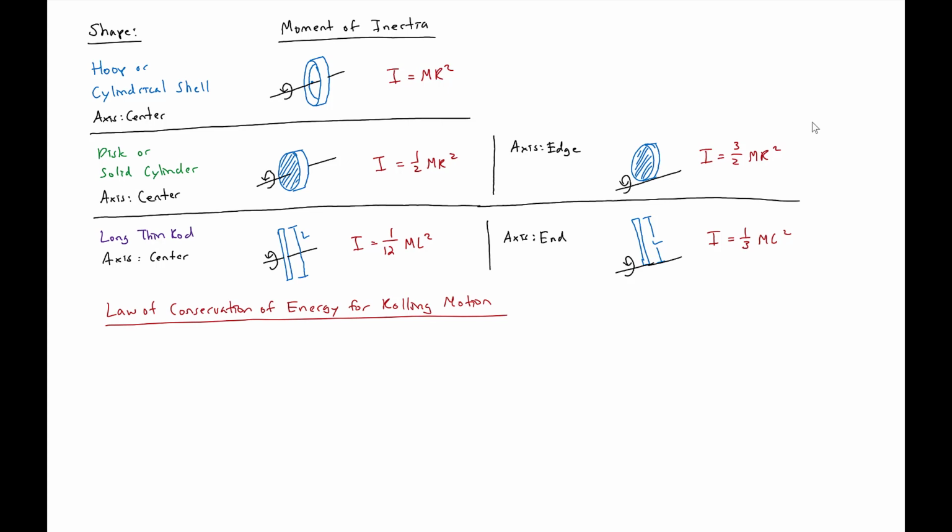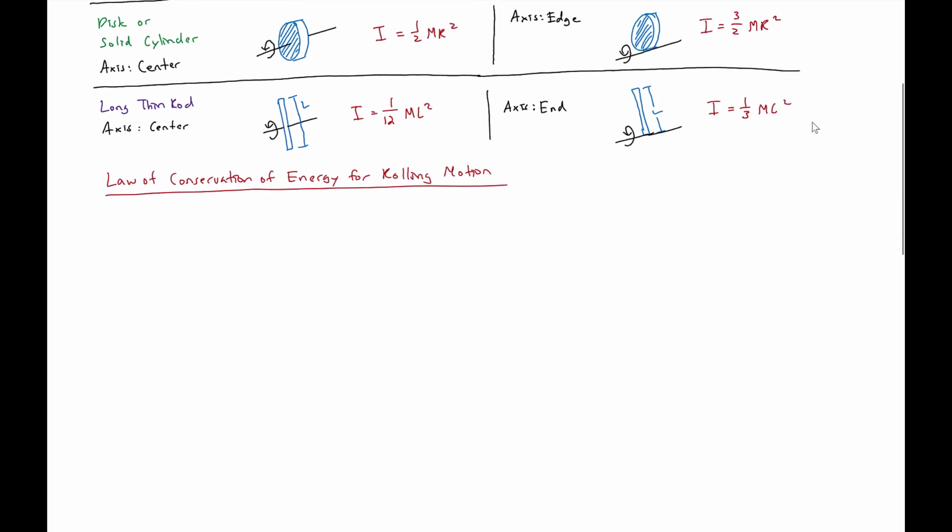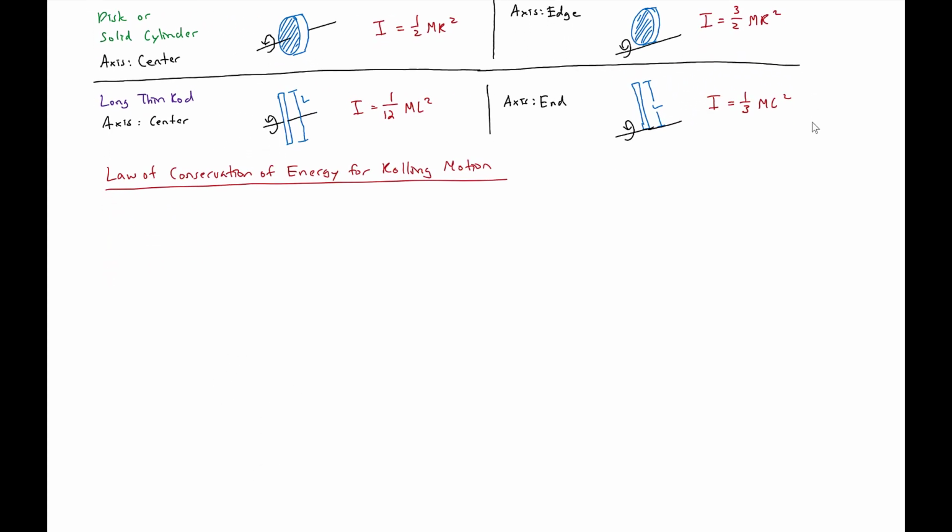With objects that roll, we already came to the conclusion that we need to consider translational kinetic energy and rotational kinetic energy. Therefore, we define the kinetic energy of rolling motion as KE is equal to KE_T plus KE_R. So that means KE is equal to 1/2 mv squared plus 1/2 I omega squared.